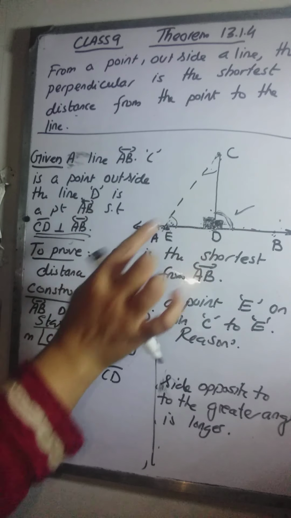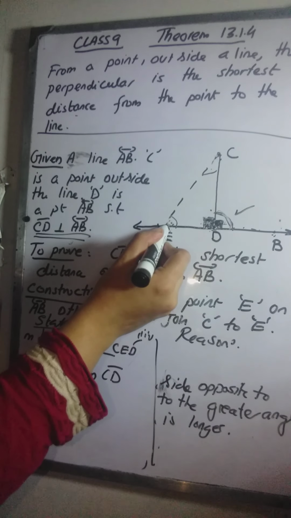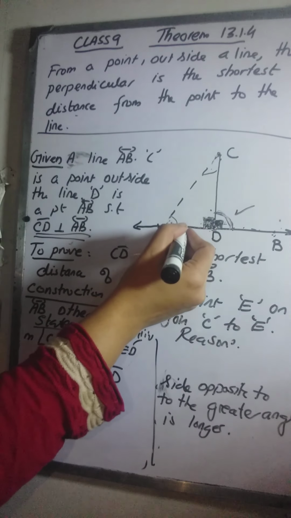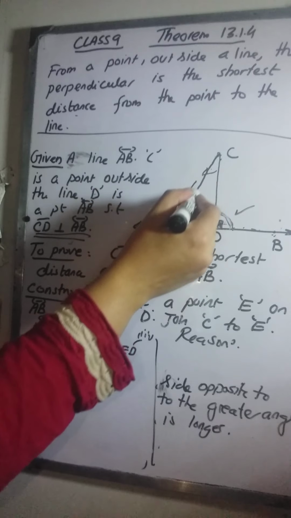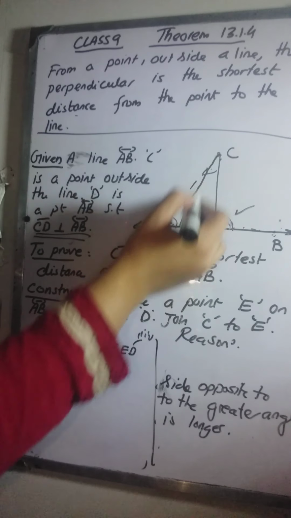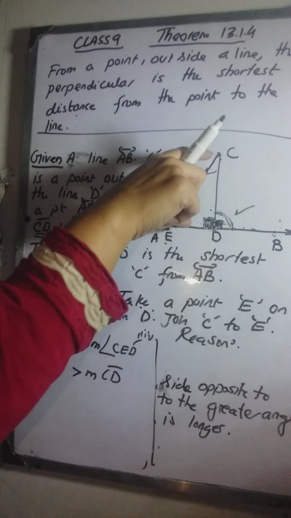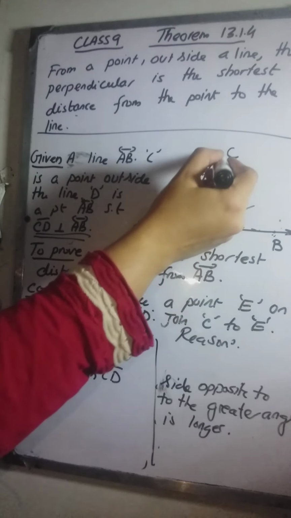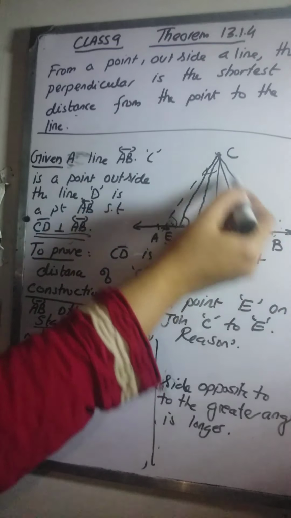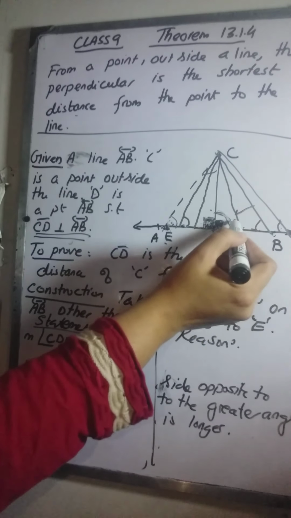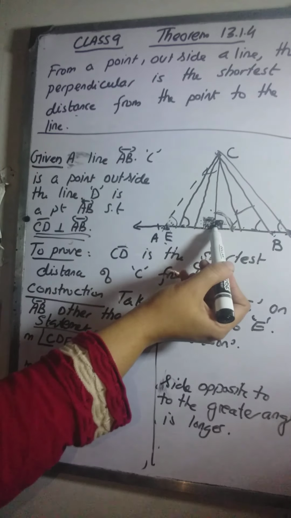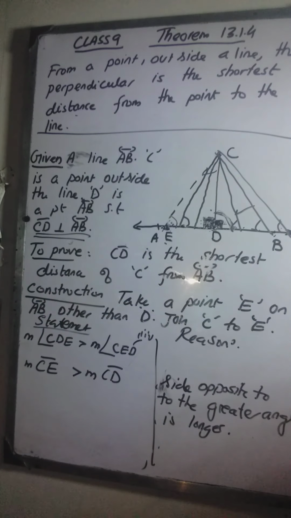CD is the shortest distance, because we have taken this point, this was any point on AB. If you repeat the same procedure, if you take E for example here, and again we do all these steps, we will get that CE is greater than CD. Similarly, if you take E at different points on AB, again we are going to get the same result each time. This angle will be greater than this, and this will also be greater than this. So the side opposite to CD will always be opposite to the smaller angle.